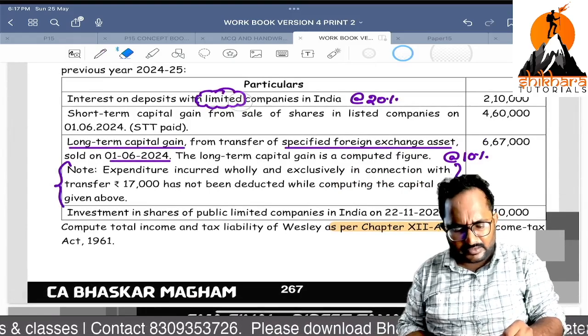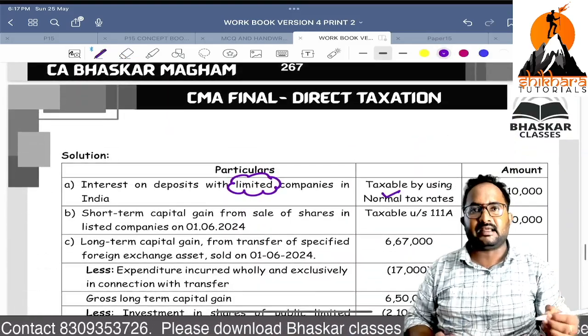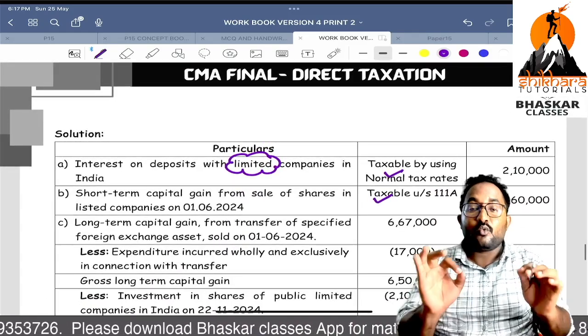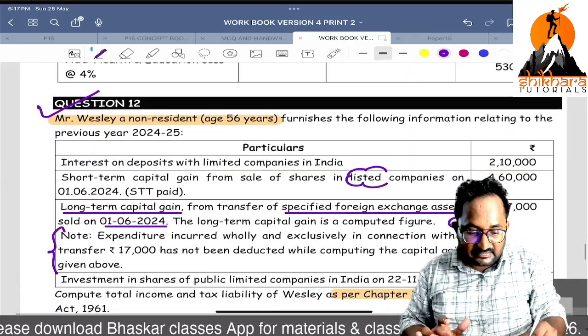Okay. So they are not given that, ma? Foreign exchange related point. So that's why, what is the tax rate, ma? Normal tax rate. So that is a point you have to consider. Next, it is taxable at what, ma? 111A. Short-term capital gain. That the company shares is a listed company.